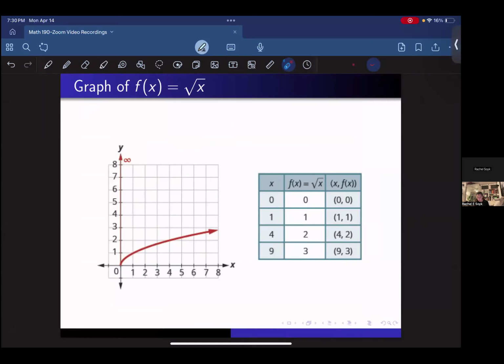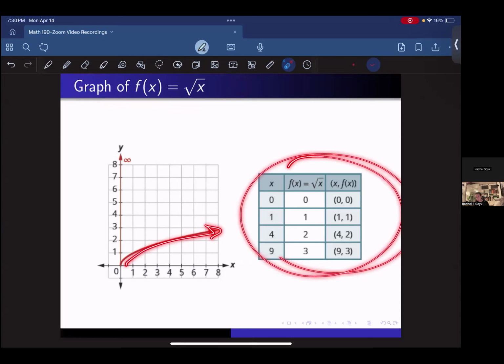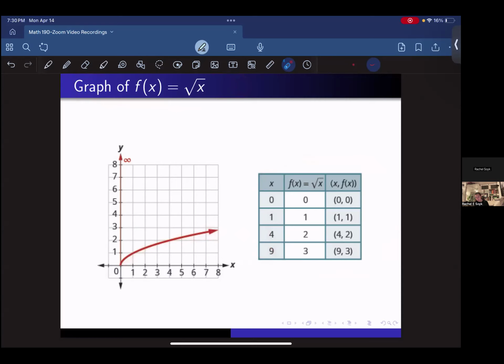Okay, so I sort of visualized it with my little laser tool on the previous slide, but our famous graph of f of x equals the square root of x looks like this. And we have a nice, beautiful table off to the side here.